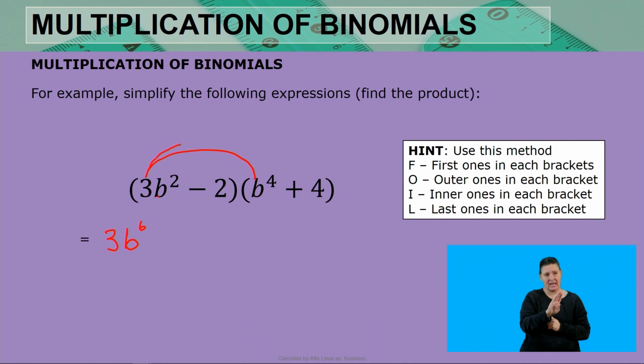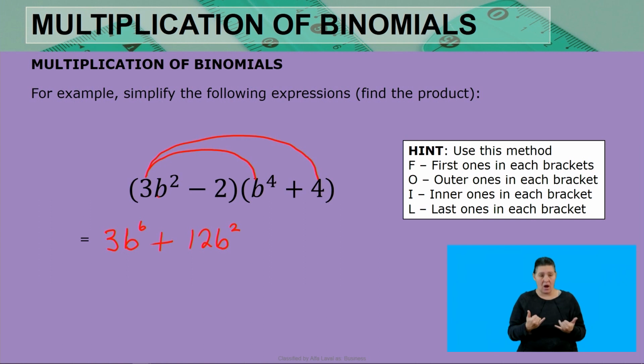Then we go to the outer ones, that is the 3b squared with the 4. So we are adding here, so we are going to just add the 3b squared multiplied by the 4, which is going to be a 12b squared. The variables stay that way since we are multiplying with a constant.